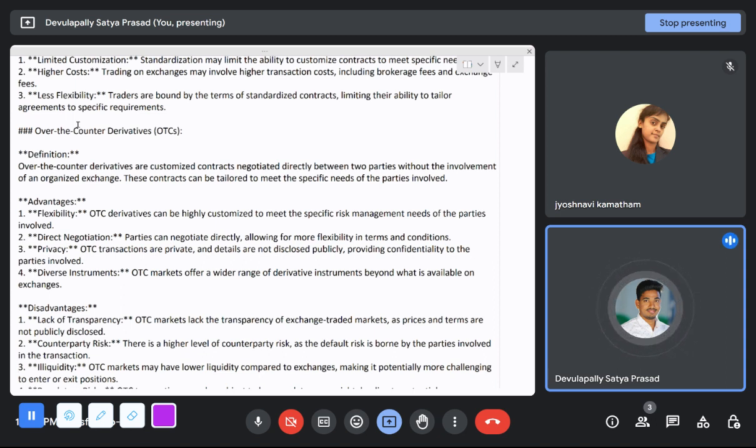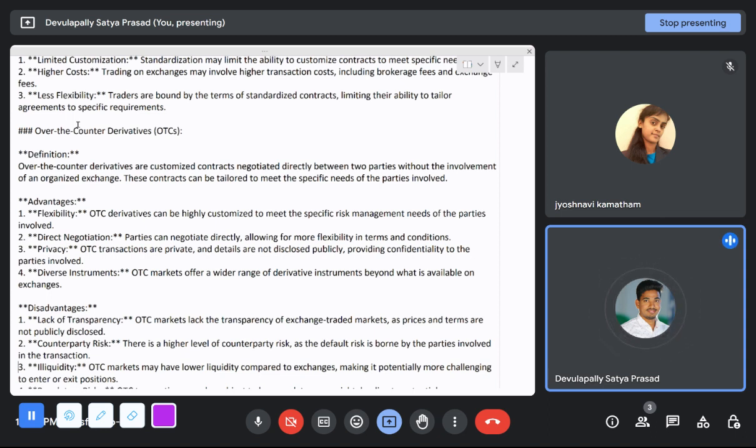And the advantage is that it has a lot of flexibility. In OTC, you can negotiate how much quantity you want, at what price you want to buy it, at what date you want it to be delivered, what the payment terms are, and who will bear the delivery charges.